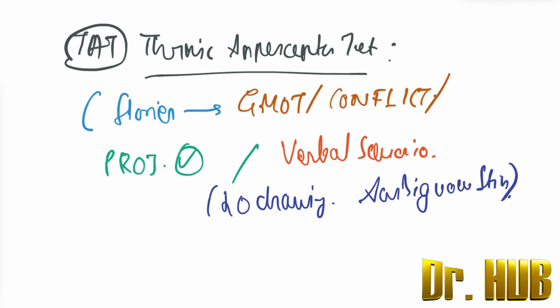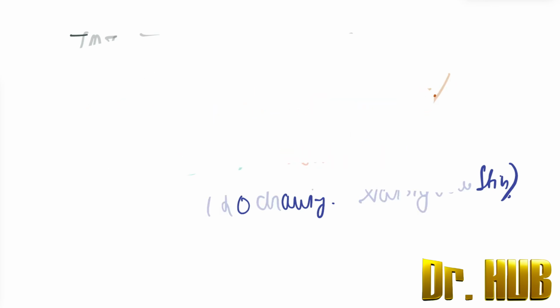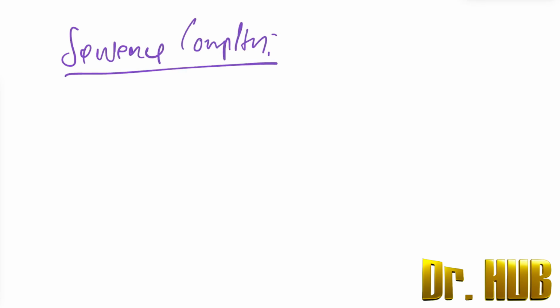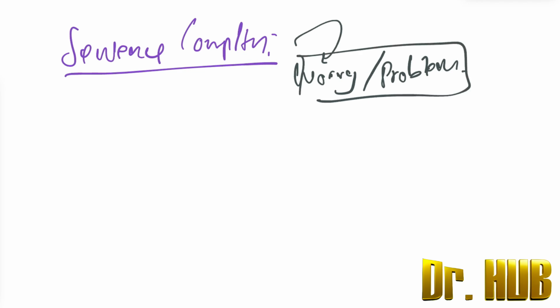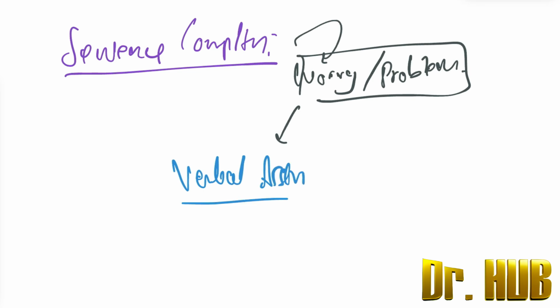Another test to note is the sentence completion test. This is the next test we are going to look at. The sentence completion test is used to identify worries and problems using verbal associations.